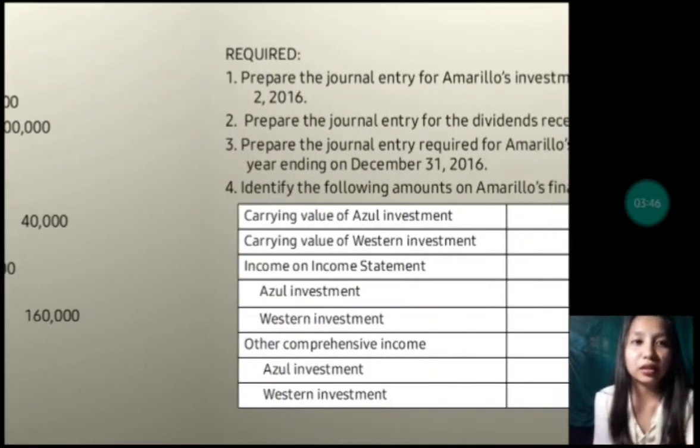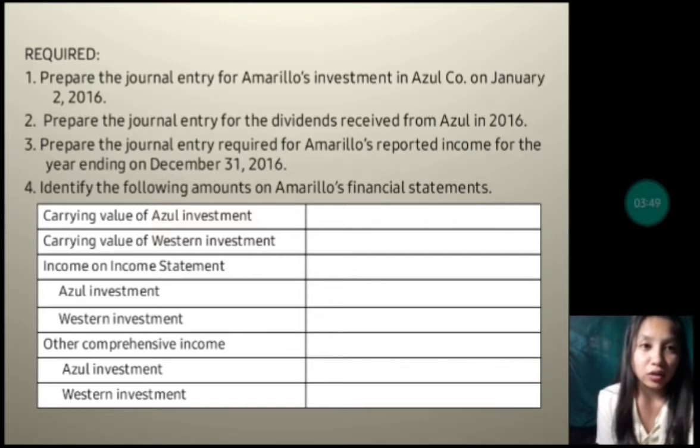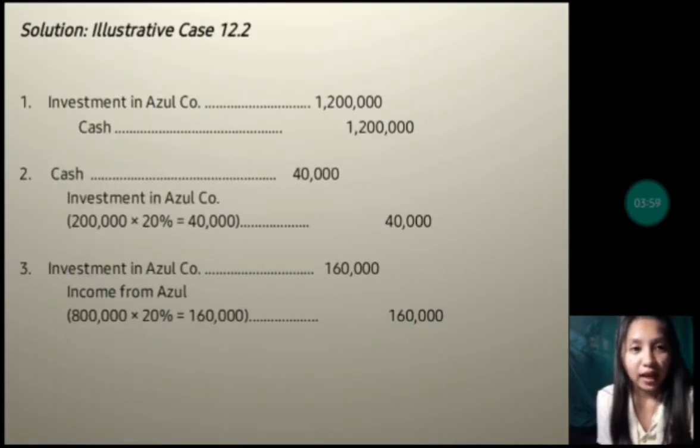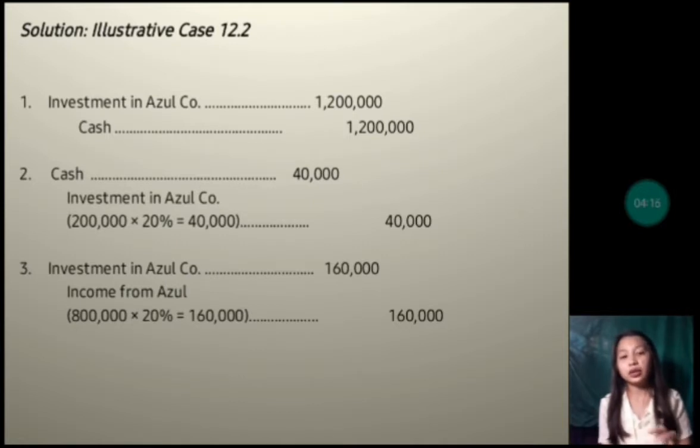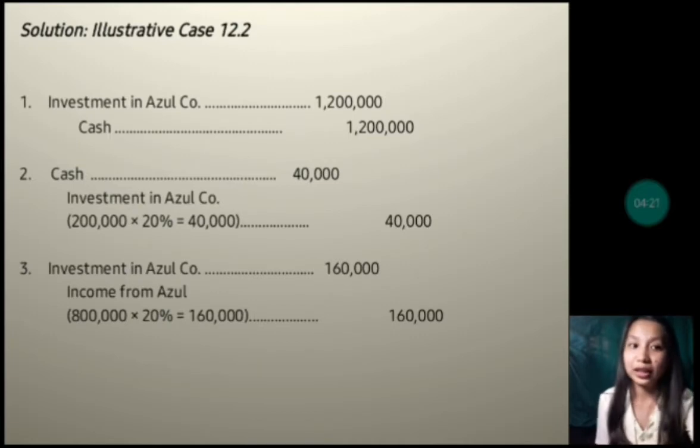So the third requirement is prepare the journal entry required for Amarillo's reported income for the year ending on December 31, 2016. So as you can see, it's only Azul Corporation. There is no Western Corporation, for the reason that the earnings for Western was for the year ended December 31, 2014, and what is asked was for the year ended December 31, 2016. That is why it is only the Azul Corporation. It is written in the journal entries.